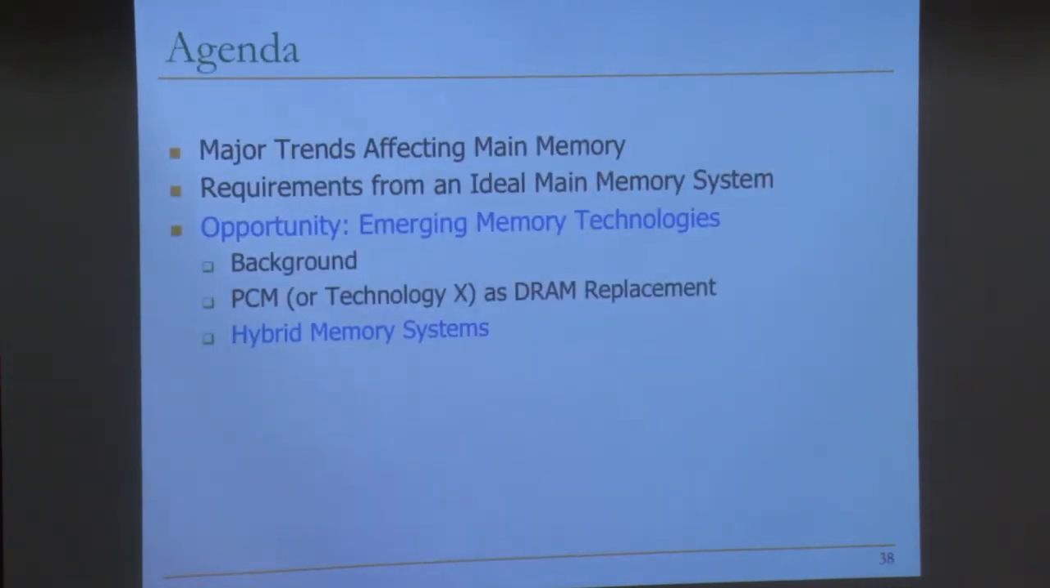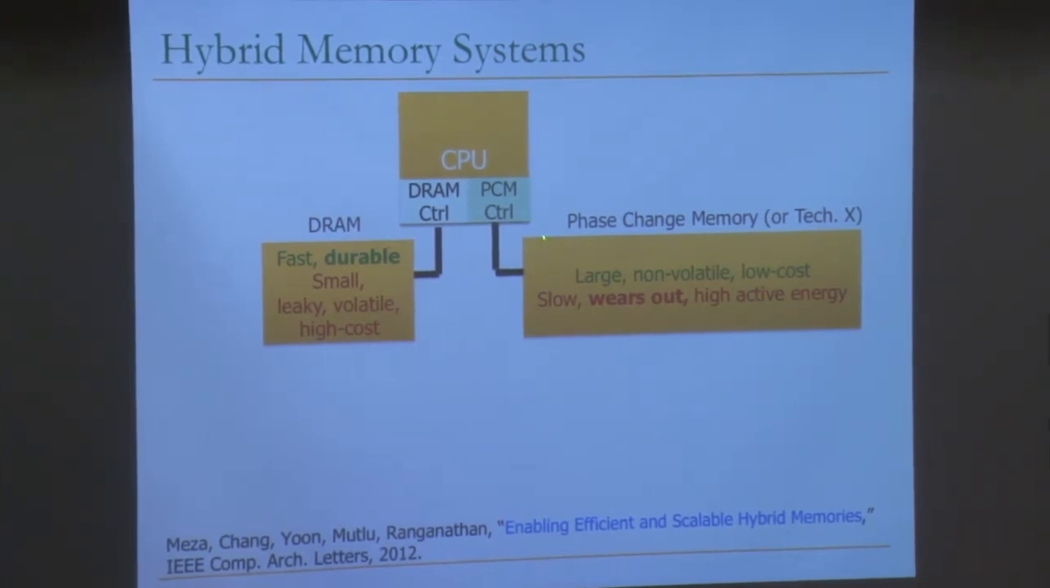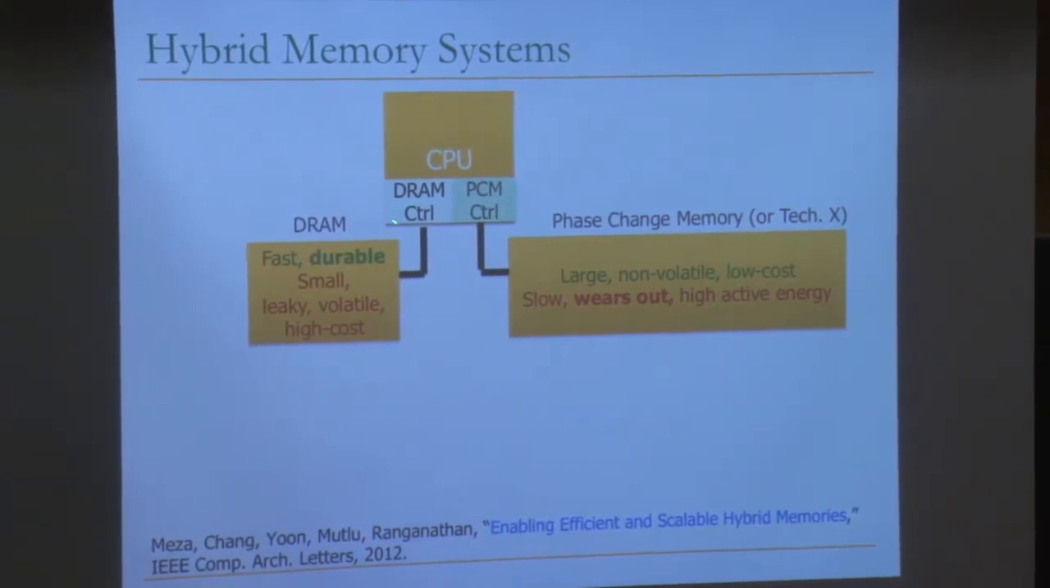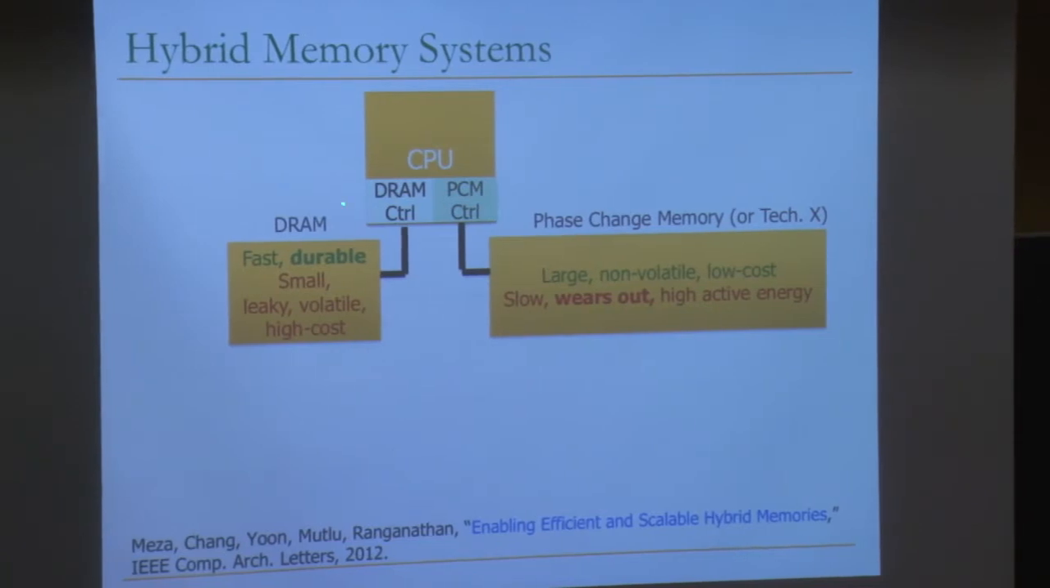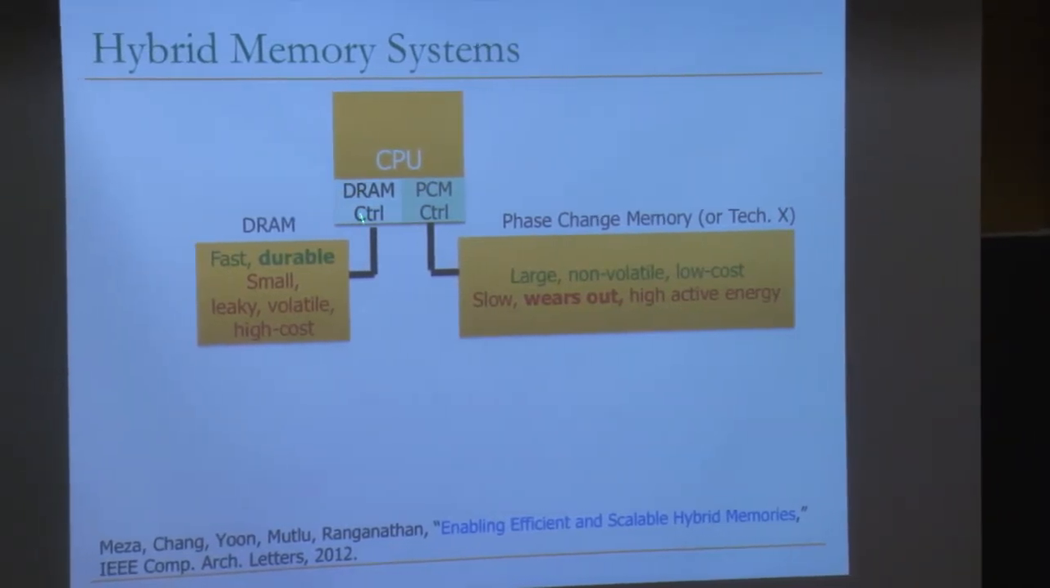OK, so that was one option, which is just replace DRAM with PCM. What if we combine the two technologies together? Let's see what we can do here. So here's a hybrid memory system that we talked about from before. We have a CPU up here that has two different memory controllers. But remember, it doesn't necessarily have to be two. We could get away with just one complex memory controller. One of them is interfacing with DRAM.